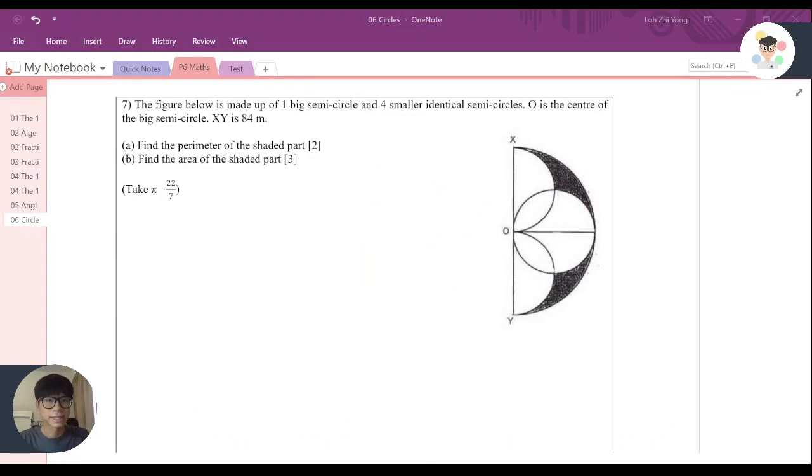Welcome back to digital class, and this is a discussion for booklet number 6. Now we are looking at page number 17, question number 7. Let's look at this question.